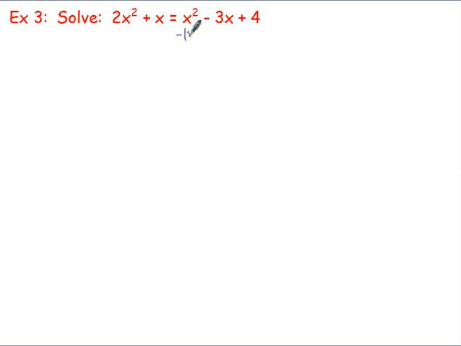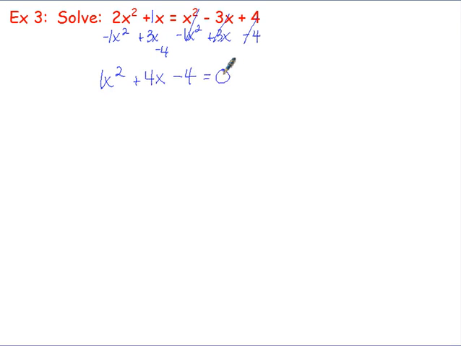I'm going to subtract 1x squared. I'm going to add 3x, and I'm going to subtract 4. So again, minus 1x squared plus 3x minus 4. 2x squared, take away 1x squared, is 1x squared. 1x plus 3x is 4x, and negative 4 tags along.